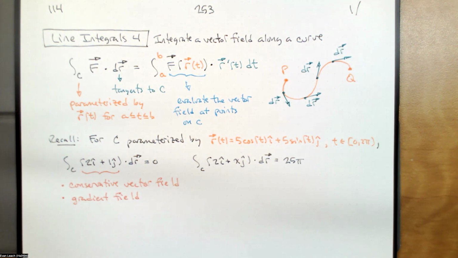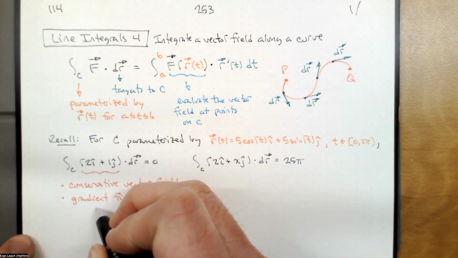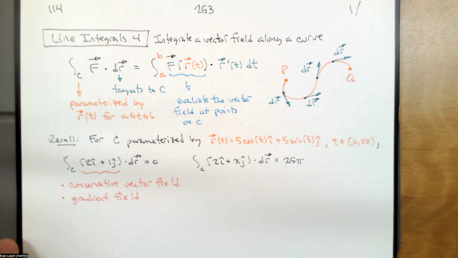So what's happening in this problem is since P and Q are the same, the starting point and the ending point are the same points, we're just getting the difference of the gradient at those 2 points. When I say this is a gradient field, that means that this vector field is the gradient of some potential function.